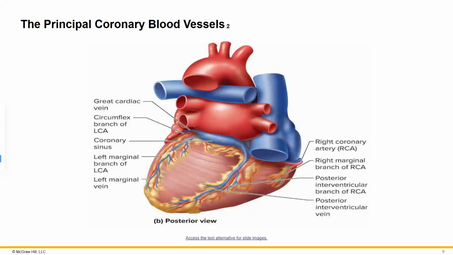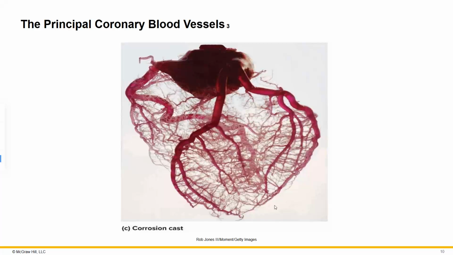And then on the back side of the heart, you can see the other branches. And here is what it would look like with the heart removed.